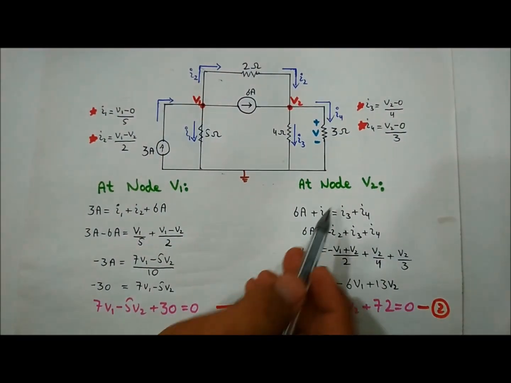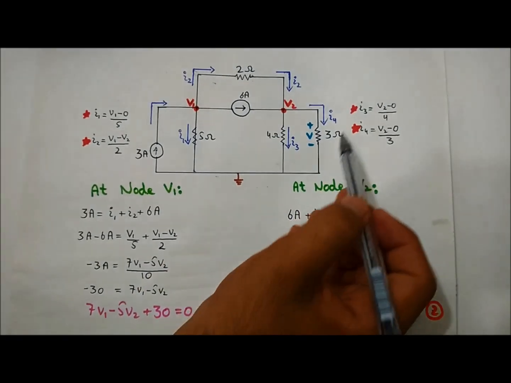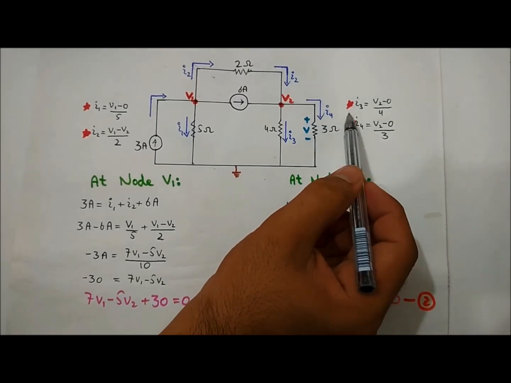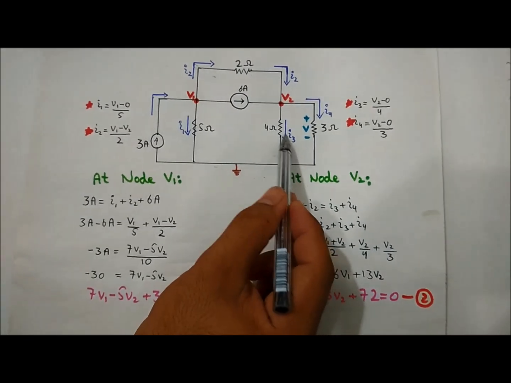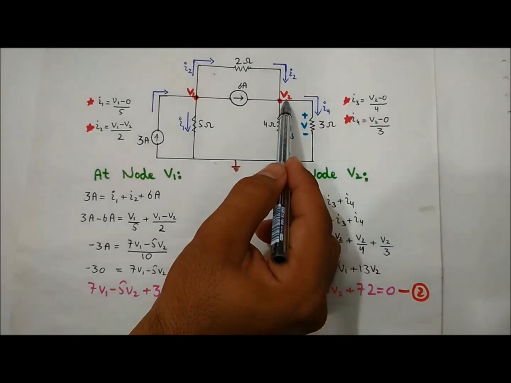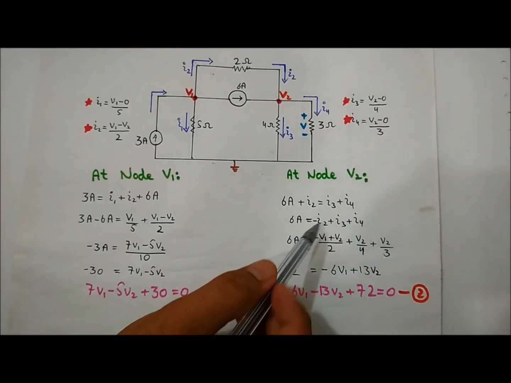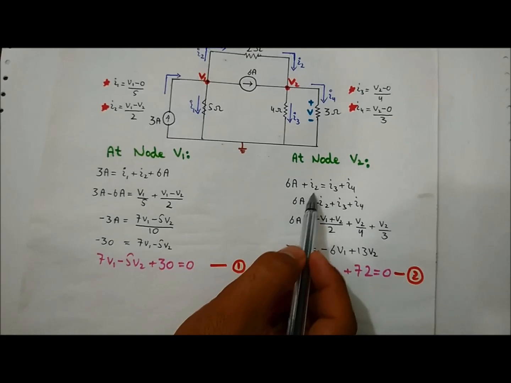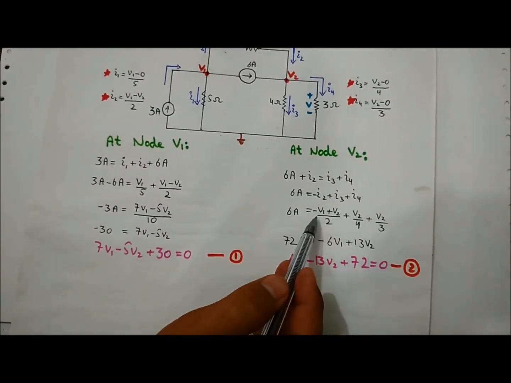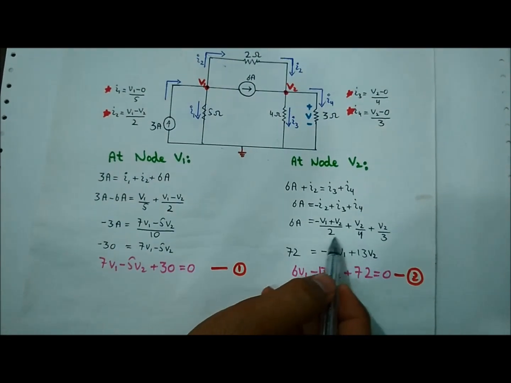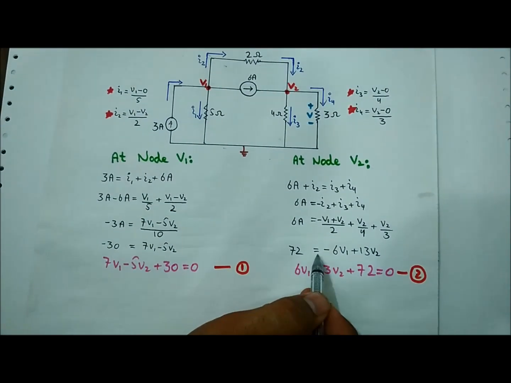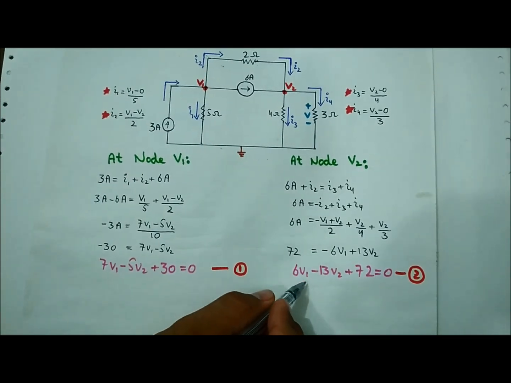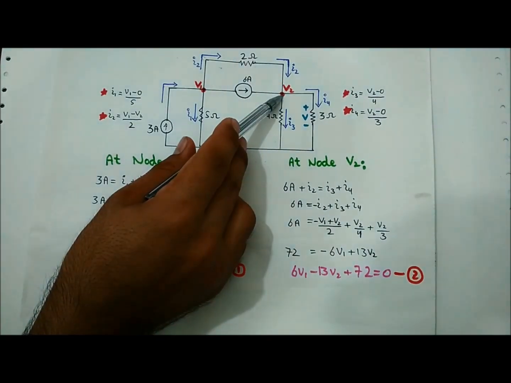As we did earlier, I3 and I4 will be represented in terms of voltages according to Ohm's law: I3 is equal to V2 minus 0 divided by 4, and I4 is equal to V2 minus 0 divided by 3. Now we simplify a little bit: 6 ampere is equal to, by bringing I2 to the right side and putting in the values and taking LCM, we have the equation 72 is equal to minus 6V1 plus 13V2. Arranging it, we have the final equation of the V2 node, a non-reference node.